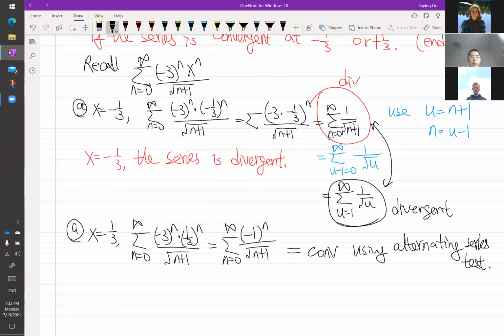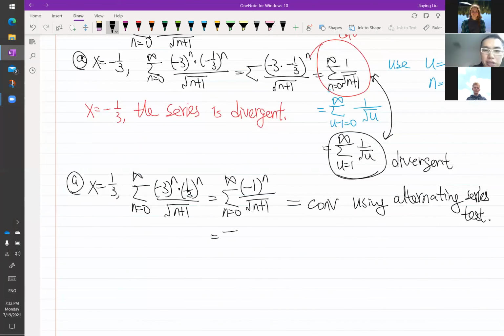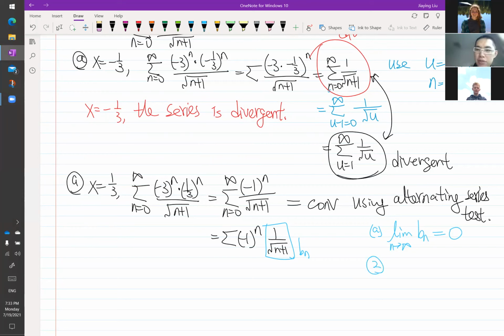I hope it's okay if I don't do that. If you want to use the alternating series test, you have to write this as -1 to the n, 1 over square root of n plus 1, and we're going to call this Bn. You have to do two things for the alternating series test. The first one is you take the limit to show that as n goes to infinity, Bn goes to 0. The second one, you have to show that Bn is greater than or equal to Bn plus 1. So those are the two conditions of the alternating series test.